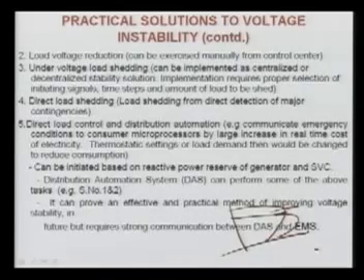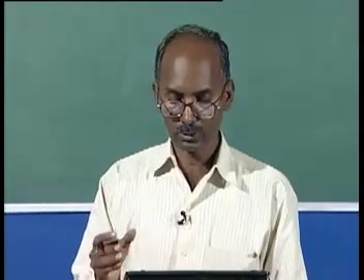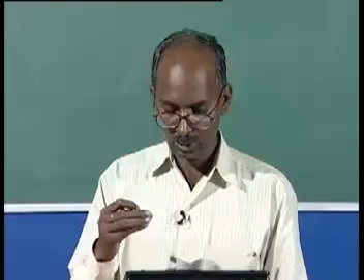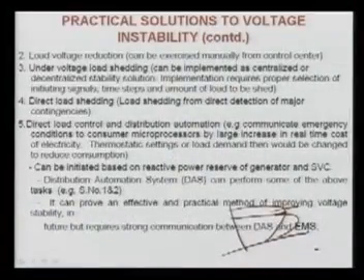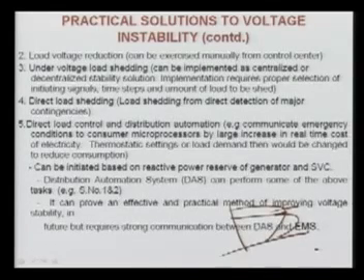Now this load voltage reduction means that if your voltage is reduced at the load buses, you can reduce the load of the system, and that can be exercised manually from the control centers. So you can reduce the loading of the system, then you can increase the voltage, and then your system will be more healthy, meaning you can improve the voltage stability of the system.